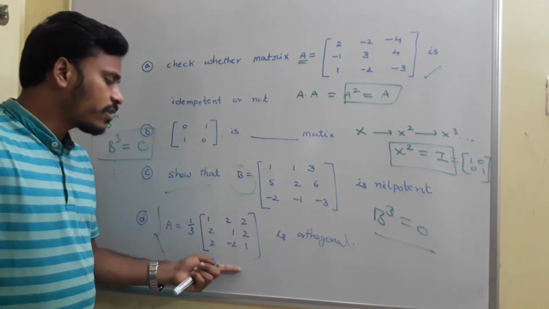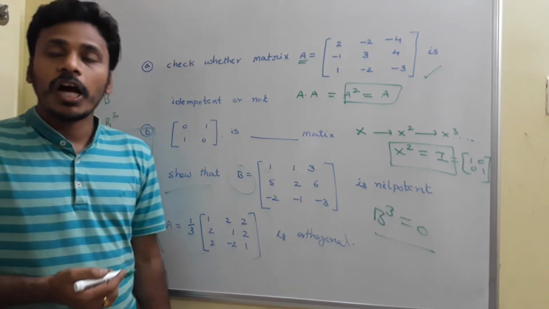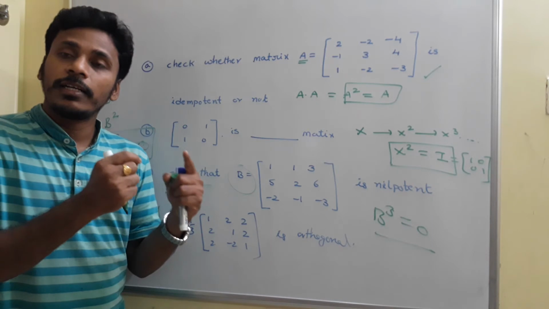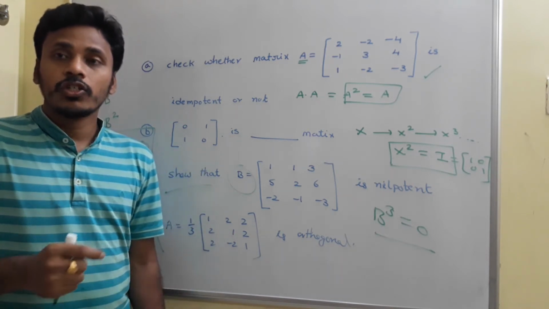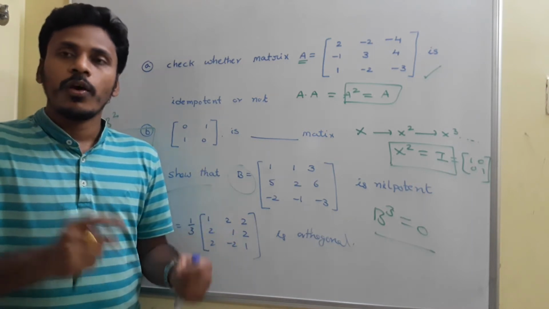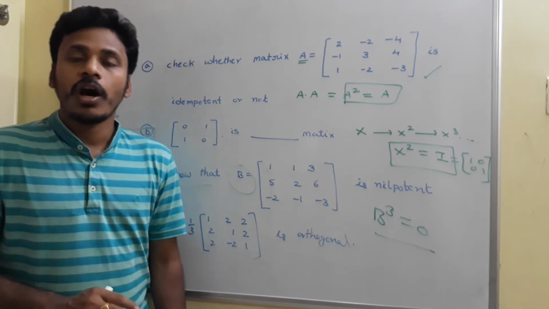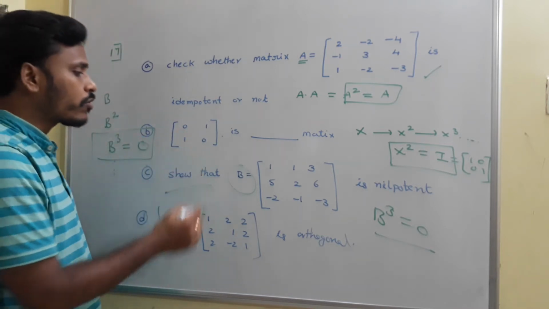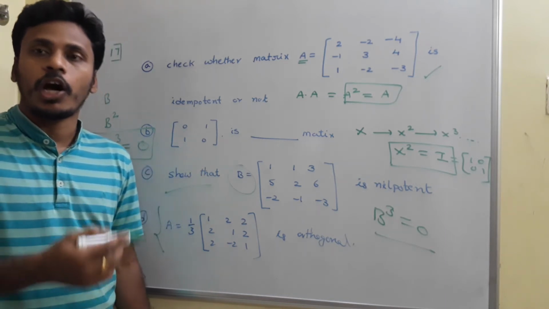Whereas in the last case, you need to check whether this A is orthogonal or not. We have a definition for orthogonality: A multiplied with its transpose gives the identity. So you need to check simply by multiplying A and A transpose. If it is identity, then we say it is orthogonal, otherwise it is not orthogonal.